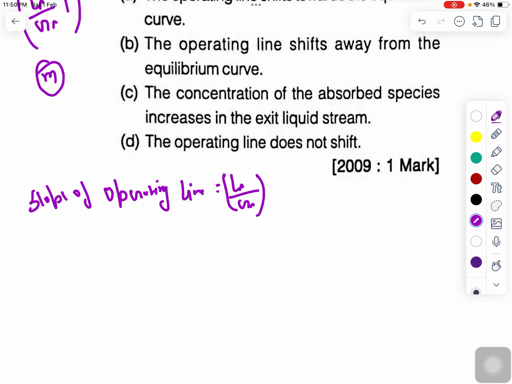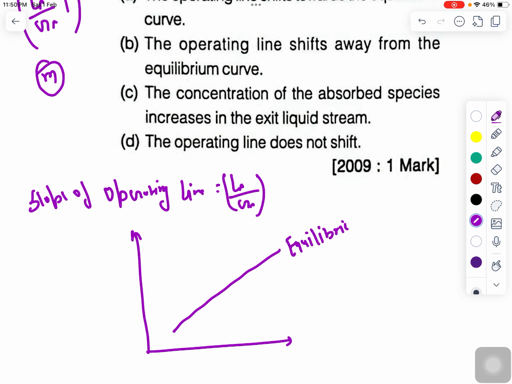Is that clear? If I am talking about Ls divided by Gs, so if this is the equilibrium line, let's say equilibrium line, and this one is, let's say, the operating line. And what is the slope?